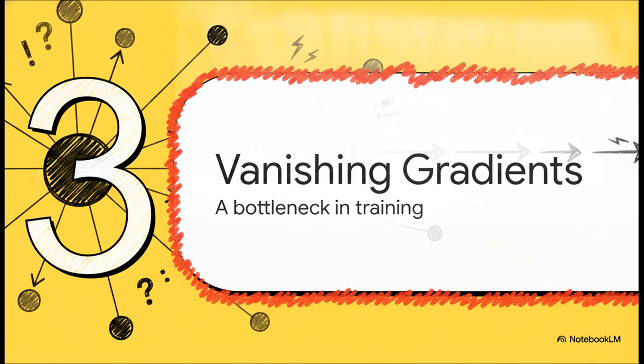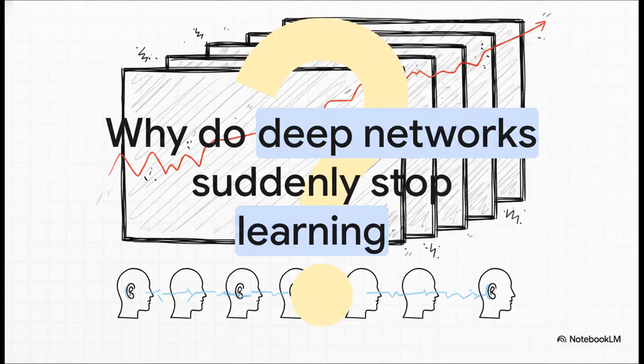All right, part 3, the vanishing gradient problem. So here's a huge issue. Why do deep networks suddenly just stop learning? Well, during training, a neural net uses a process called backpropagation. Basically, it sends an error signal backward through its layers to update all those weights. But it's kind of like a massive game of telephone. Over long distances, the original signal just fades out.